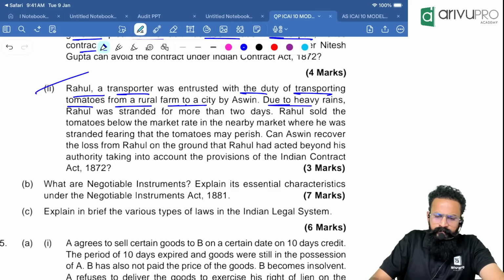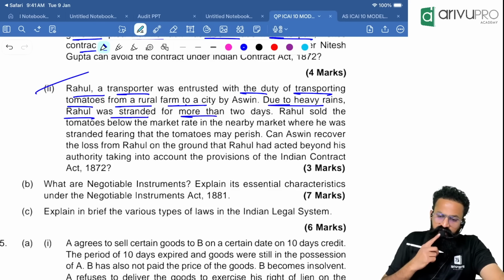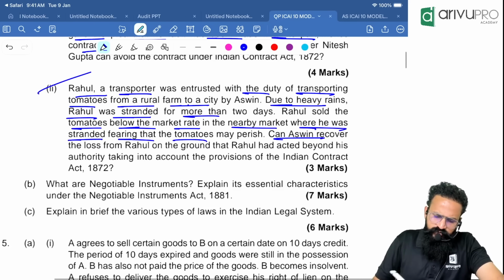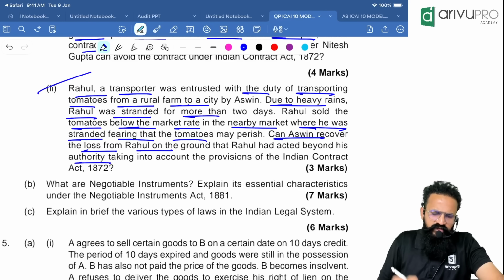Rahul, a transporter, was entrusted with the duty of transporting tomatoes from a rural farm to a city by Ashwin. Due to heavy rains, Rahul was stranded for more than 2 days. Rahul sold the tomatoes below the market rate in the nearby market, where he was stranded, fearing that the tomatoes may perish. Can Ashwin recover the loss from Rahul on the grounds that Rahul had acted beyond his authority?